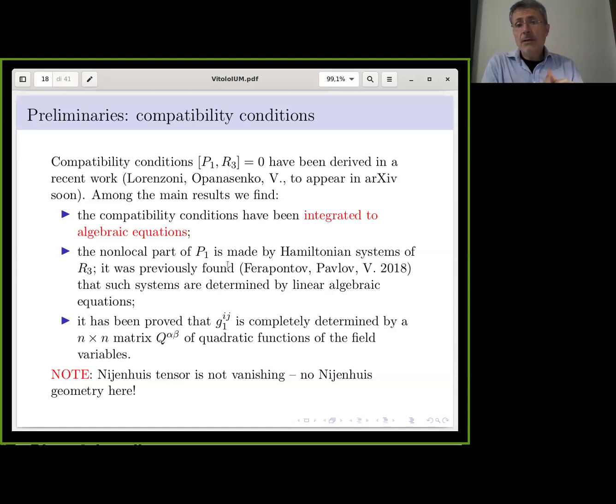In previous works, we found that such Hamiltonian operators were already computed up to linear algebraic equations. So again, we had some conditions which were differential in principle, but we were able to solve all of them and to find linear algebraic equations that determine Hamiltonian systems of a third-order operator.